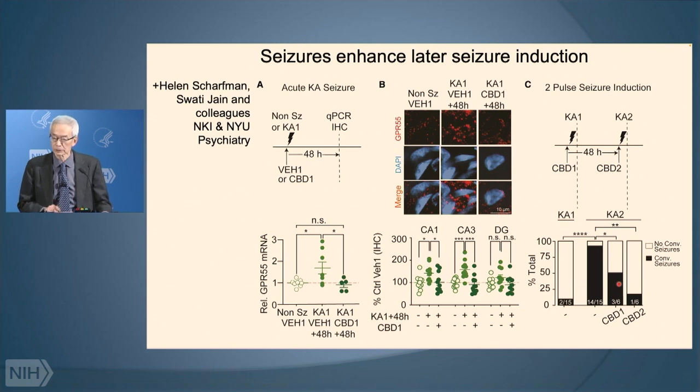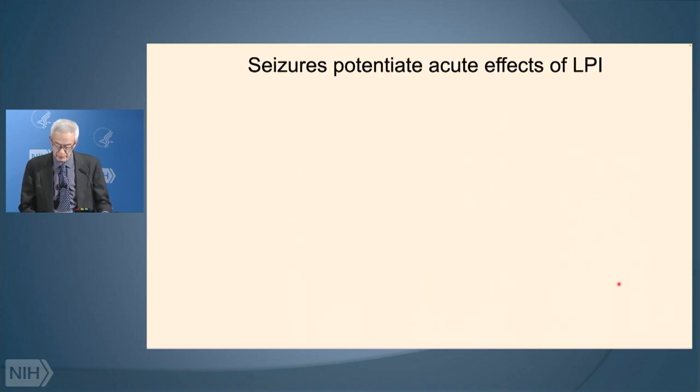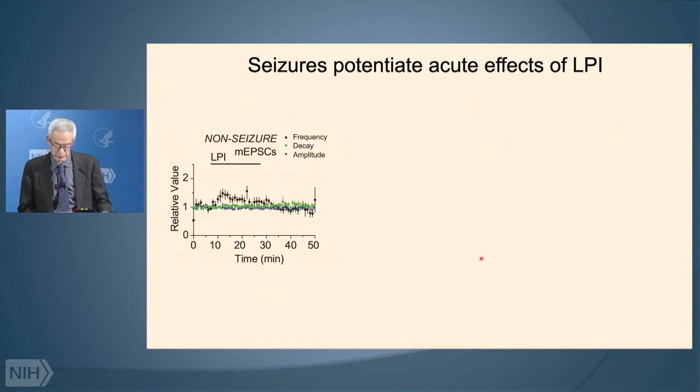And so this fits with the hypothesis that unchecked seizures beget further seizures. We tested this again by looking not at seizure susceptibility, but at excitatory minis to see whether the same type of effect could be observed there. We showed the effect of LPI in the absence of seizure in control tissues. It increased the frequency of minis.